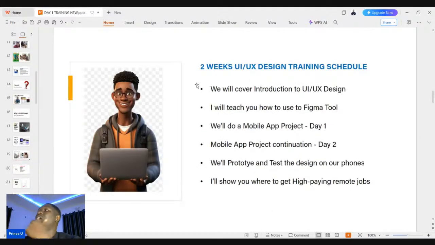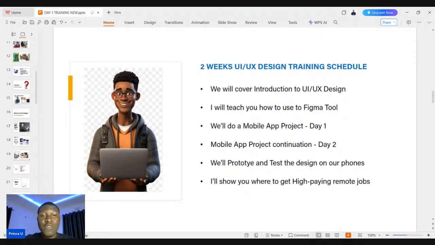So what are we going to be doing in these 2 weeks, right? I already shared the schedule with you guys. Okay, so I will cover introduction to UI, which is what I'm doing right now. I will teach you how to use Figma. Some of you ask questions like, what software are we going to use? Are we going to use phone? Are we going to use laptop? I'm going to cover all of that in this class. I'll review that to you guys shortly.